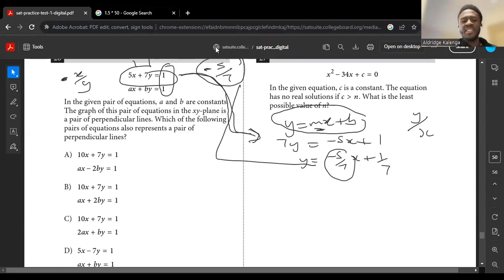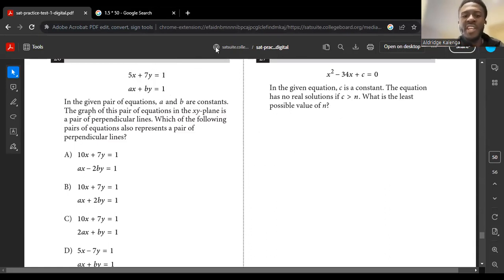All right, so anyway, we've seen that the gradient is -5 over 7. So if they've told us that these pairs of equations are perpendicular lines, and this one is -5 over 7, it means the gradient of this line should be 7 over 5, because we know that the gradients of perpendicular lines are negative reciprocals. The reciprocal of 5 over 7 is 7 over 5. But because it's a negative 5 over 7, the other one is going to be the negative reciprocal, so it's going to be positive 7 over 5.